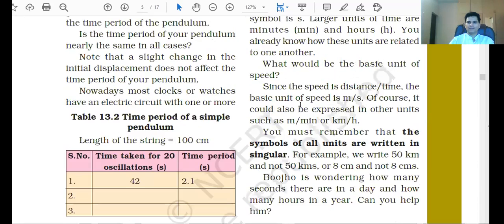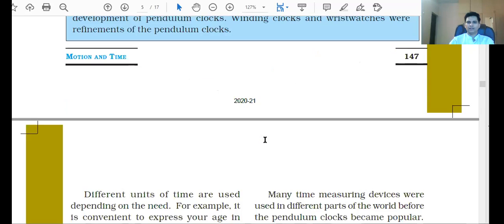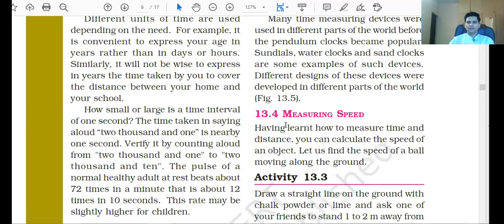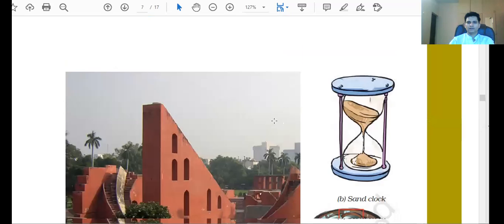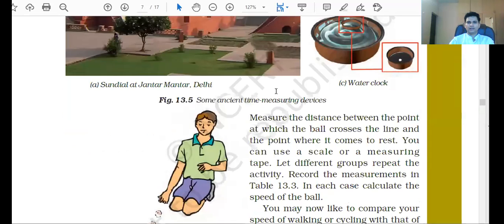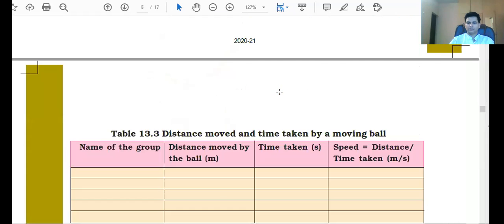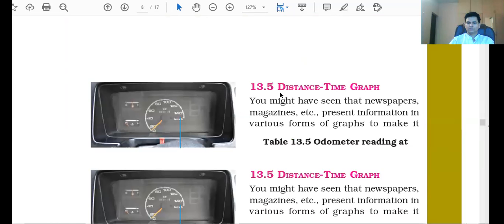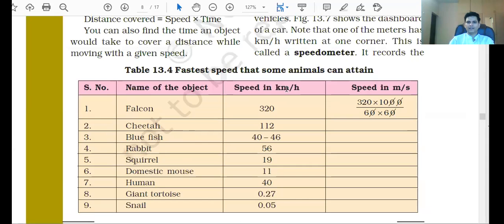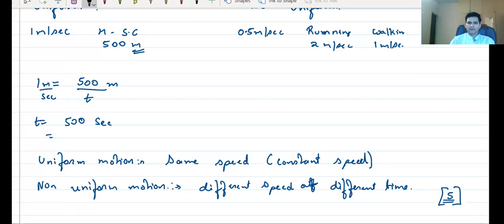Unit of time and speed we studied. Measuring speed we studied. We calculated this. So we have studied till this point. Yes or no? I hope all of you understood till this point. Okay. Let's solve some more problems on speed and time.